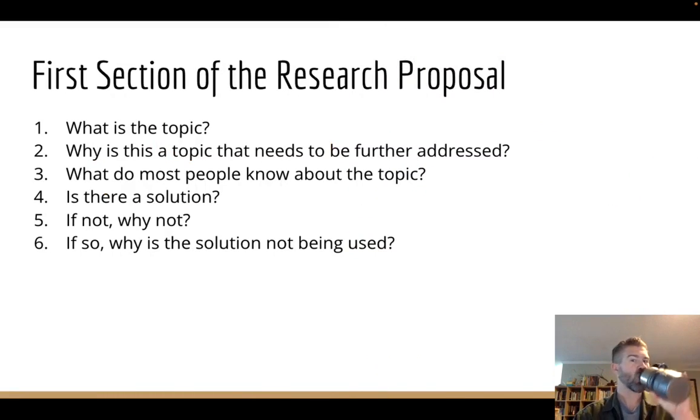So again, history. So what's the topic? Why does it kind of need to be addressed further, from a general standpoint? What do most people probably know about it? Is there a solution? If not, why not? And if there is a solution, why is that solution not being used? This should be a fully developed paragraph, and you can stray from this. This is not prescriptive, but if you want a place to start, this is how I would start, giving that background, giving a little bit of that history.